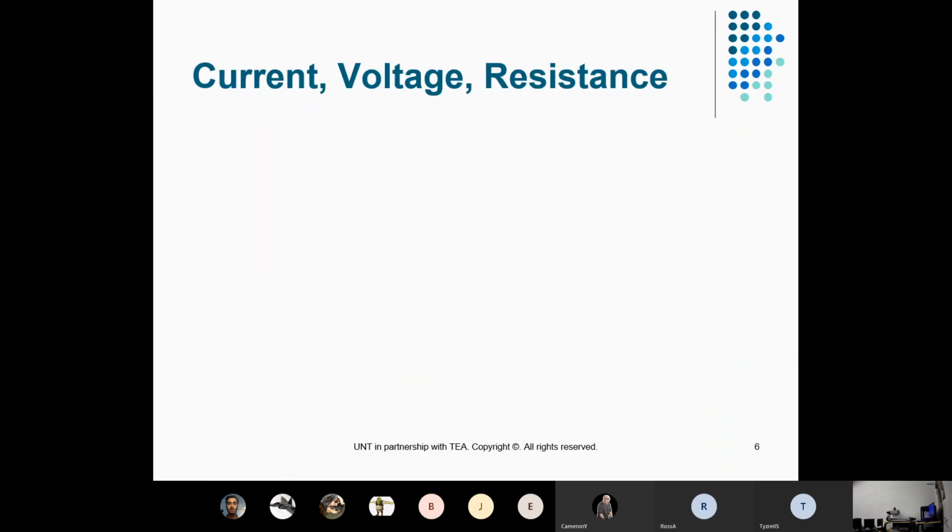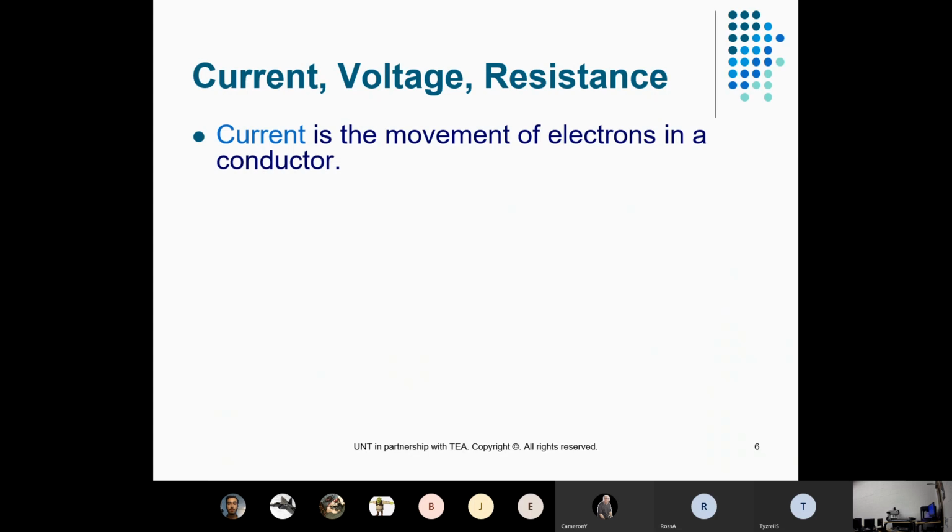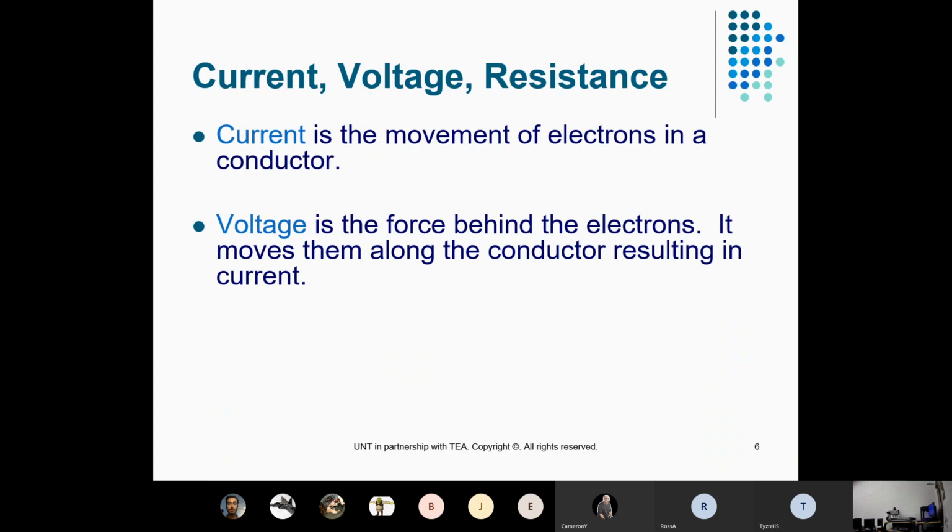Okay. Current, voltage, and resistance. These are going to be definitions you probably don't have yet, so we need to make sure we get these in our notebook. Current is the movement of electrons in a conductor. So current is the actual movement of those electrons. Voltage is the force that's moving those electrons. So the force that's pushing them. It's the push. The voltage pushes the electrons through the material, and that's what's creating the current that makes all of your devices work.